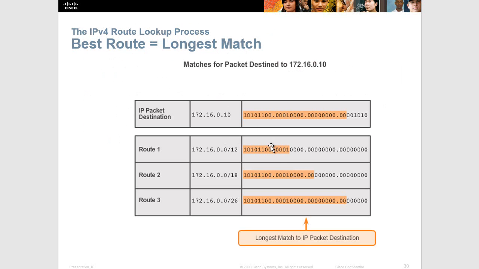So the best route equals the longest match. If you have some destination IP, the route that matches the most bits will be used regardless of administrative distance. Remember that. We talked about administrative distance a lot. If there were two matches of the exact same length, then administrative distance would come into play. But if you've got more bits in one route than another, it's going to be used regardless of administrative distance.